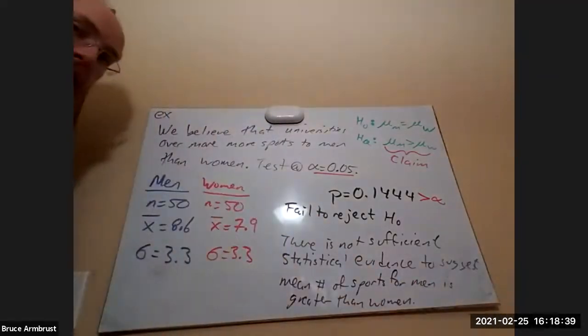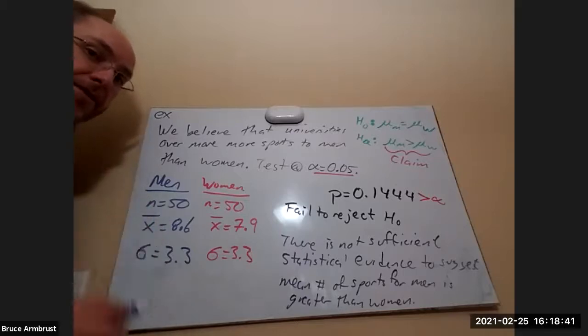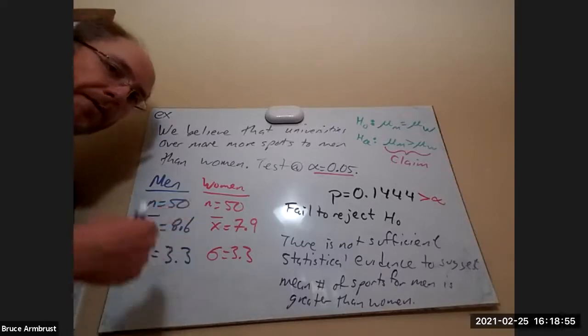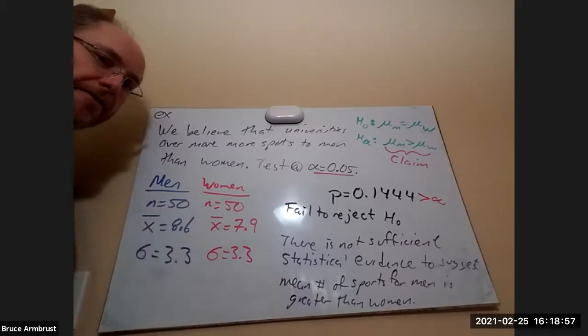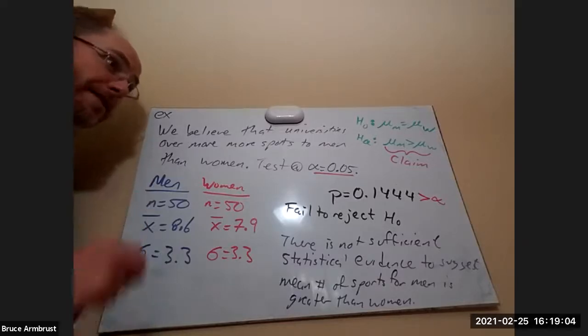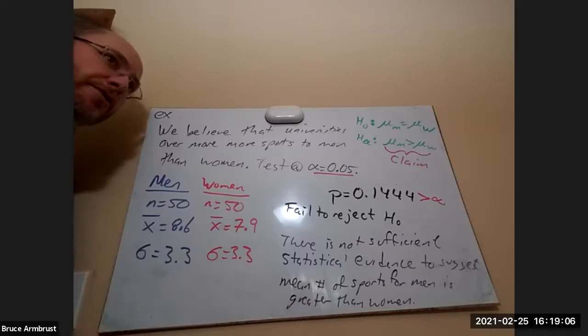We don't have enough information, or the statistics don't suggest that that's actually true. Could it be true? Absolutely. But with our study, it doesn't suggest. Okay, so hopefully this is a good little reminder of how we do a hypothesis test for means when we're looking at two different data sets.